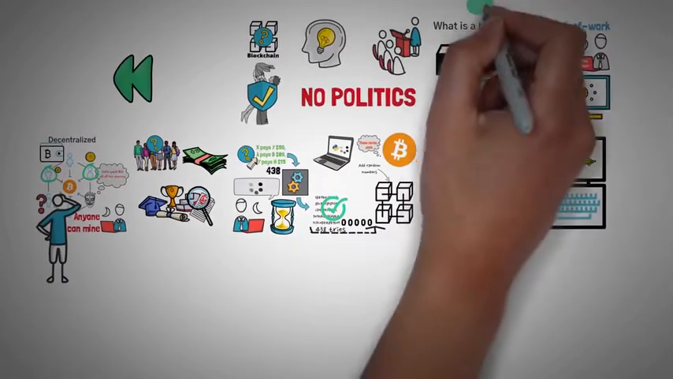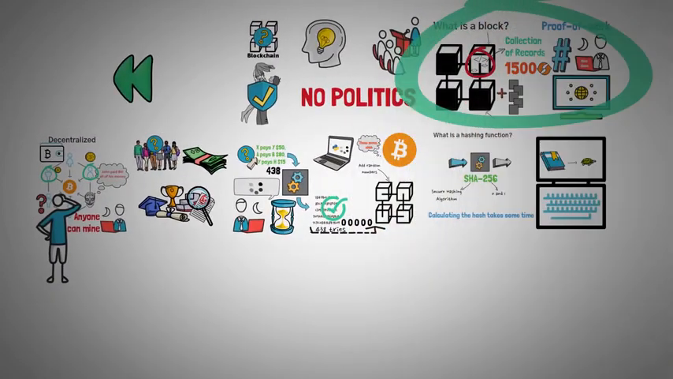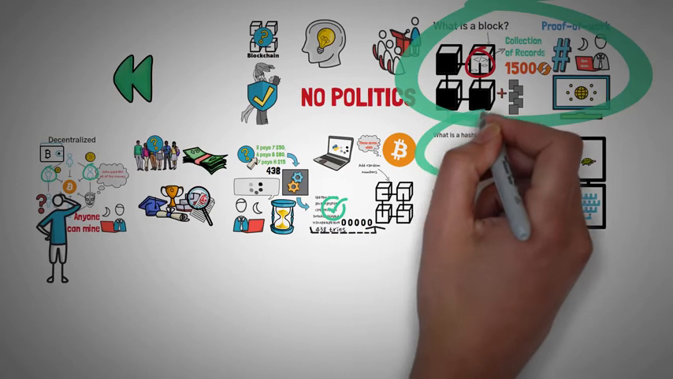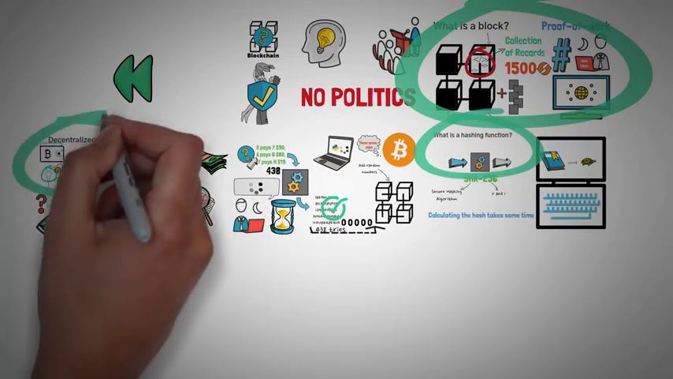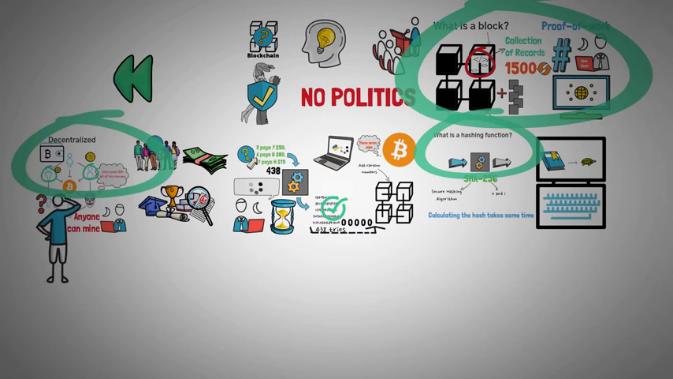So far, we've been over what a block is, it's just a bunch of data, what a hashing function is, it's to make sure that people actually put in work to participate in the blockchain, and we've gone over what decentralized means. It basically means that one person does not control it.